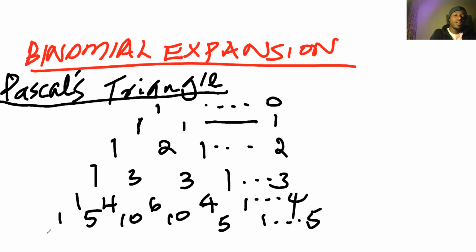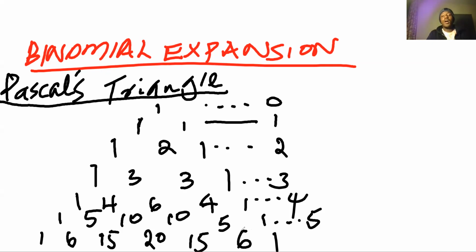Then the final one, let me go up to 6. 1 plus 5 is 6. 5 plus 10 is 15. 10 plus 10 is 20. 10 plus 5 is 15. 5 plus 1 is 6. And as you'll see in examples, we'll be using this during our expansion of those different numbers or different equations. So let's just go to the first question.